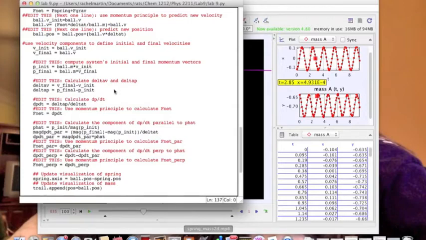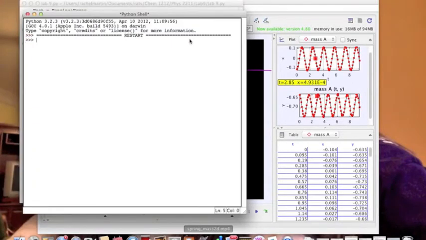I edited p hat to equal p initial divided by the magnitude of p, magnitude of dp dt, the parallel component of that, to equal the magnitude of p final minus the magnitude of p initial divided by delta t. I edited dp dt parallel to equal the magnitude of dp dt times parallel times p hat. And F net parallel is equal to dp dt parallel. Okay, and now I'll run it.